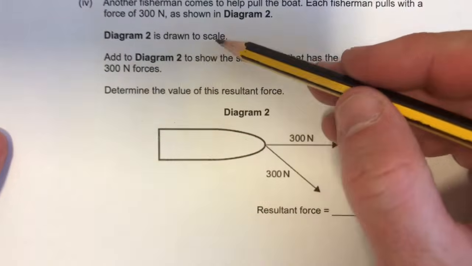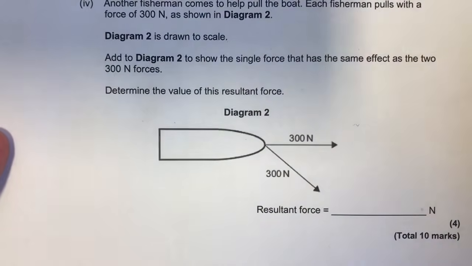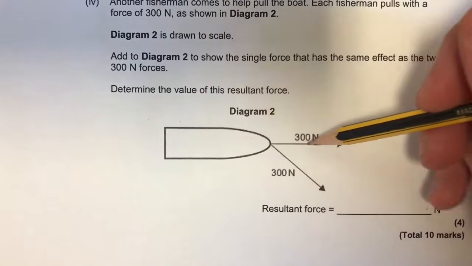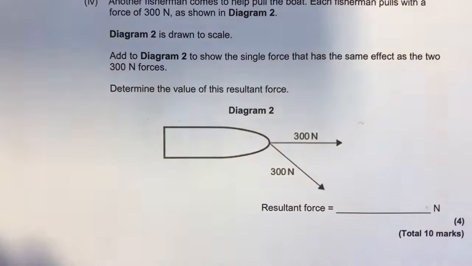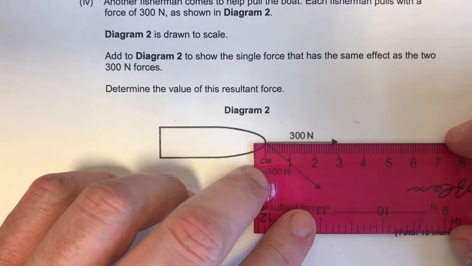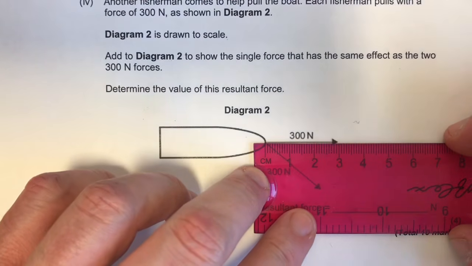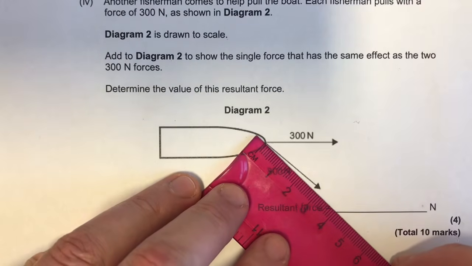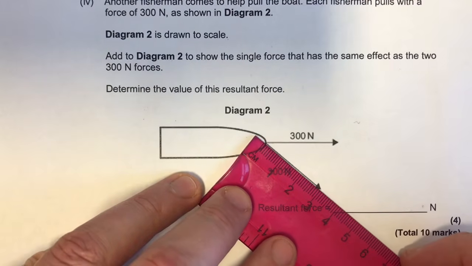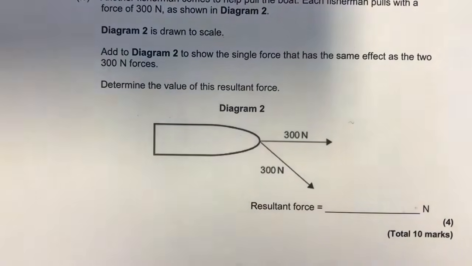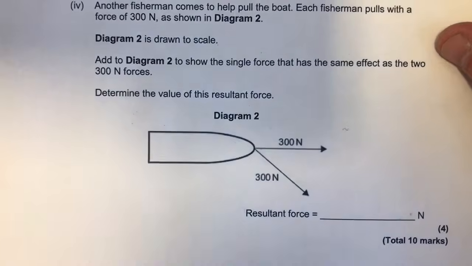We're told that diagram 2 is drawn to scale. So if you have a look, you will see that this vector arrow is 300 newtons, and if we measure it, you will see it's 3 centimetres long. The second arrow also represents a force of 300 newtons and is also 3 centimetres long. So you've got 1 centimetre per 100 newtons.